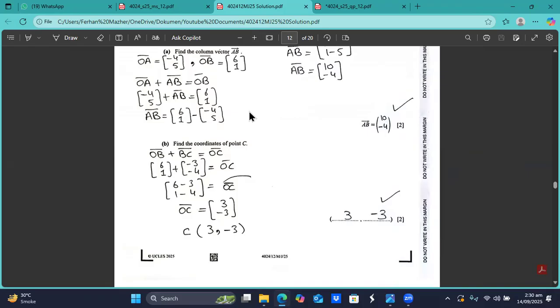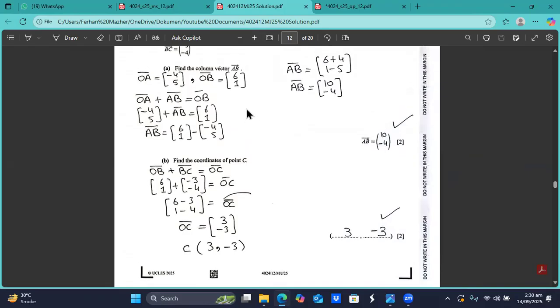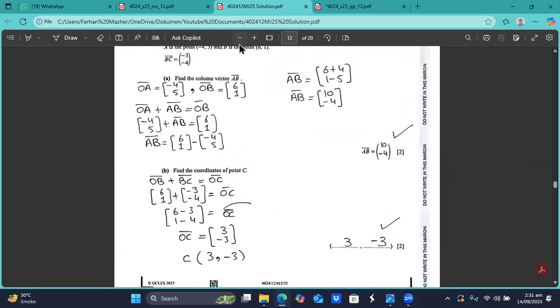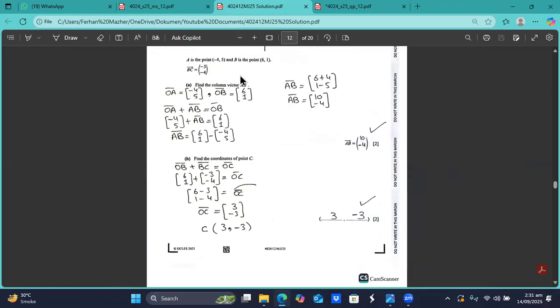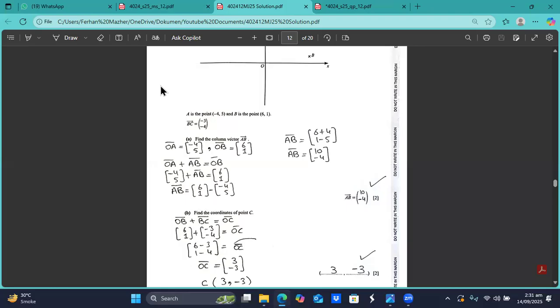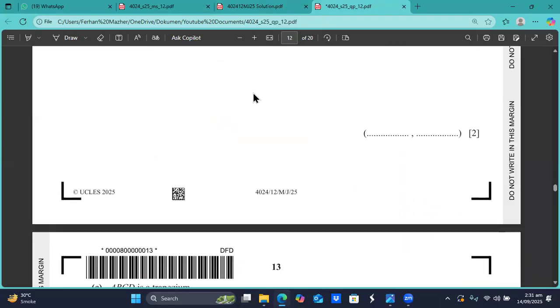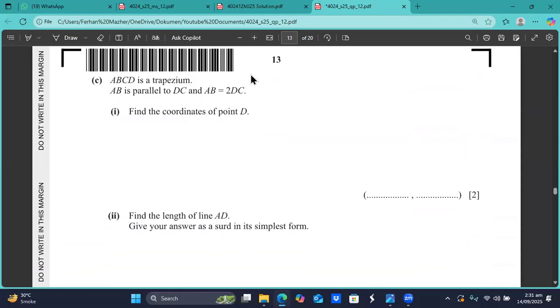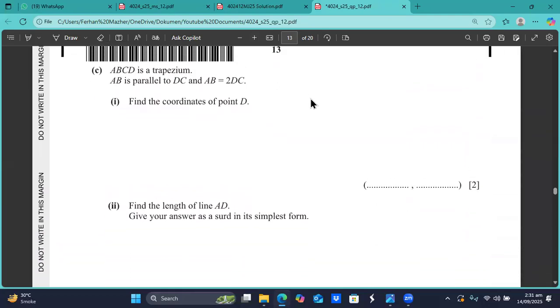So let me show you the whole question. This is the whole question, sir. Now you can see, I hope, the whole question. This is question number 14. Okay, so we have a C part as well. ABCD is a trapezium where AB is parallel to the DC and the AB is 2 times the DC. Find the coordinates of the point D.